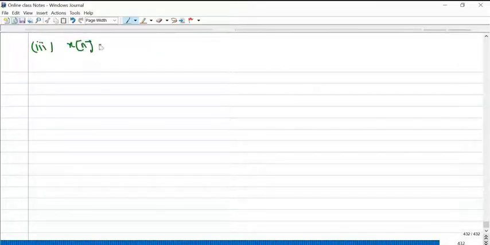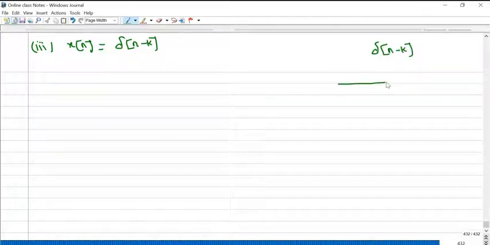x[n] equal to δ[n−k]. We don't know what is the value of k, right? They have given a general n minus k. So how to plot the n minus k signal? From k onwards, right? k plus 1, k plus 2 and so on. This is an impulse signal, right? δ[n−k].